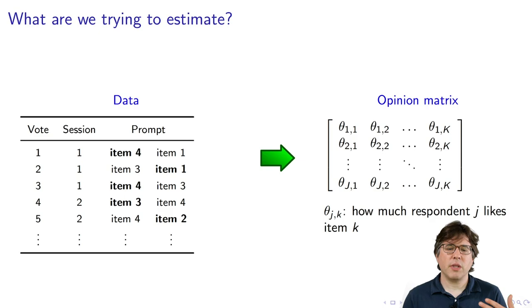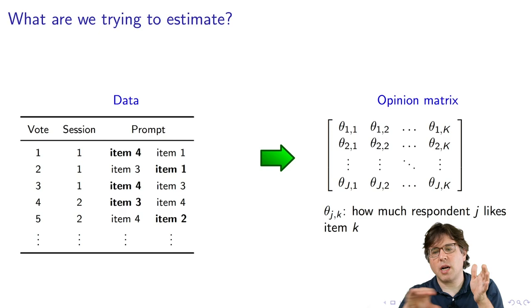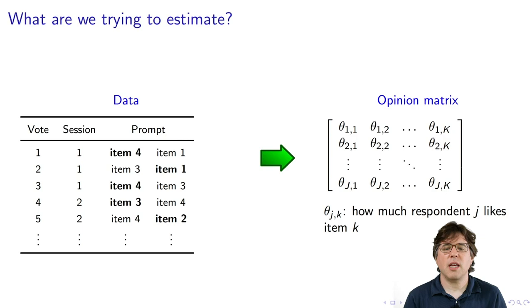So we can see that within session one, the first vote was choosing item four over item one, the second was choosing item one over item three, and the third was choosing item four over item three. And so that's the kind of data we have. And then what we want to estimate is this thing on the right that we're calling the opinion matrix. We have one row for each session, one column for each idea, and each of those entries, each of those theta jk's, is how much respondent j likes item k.